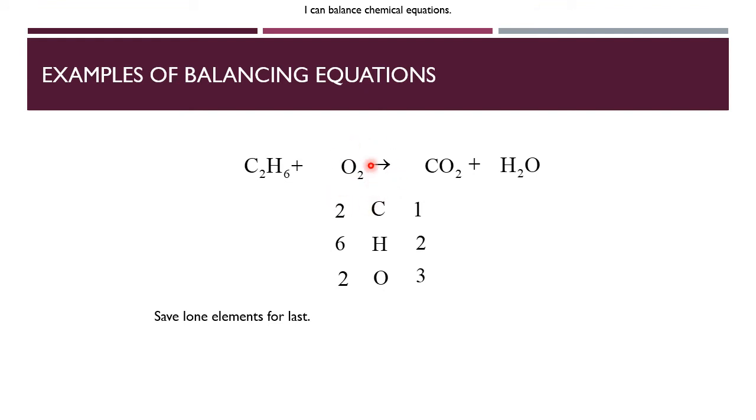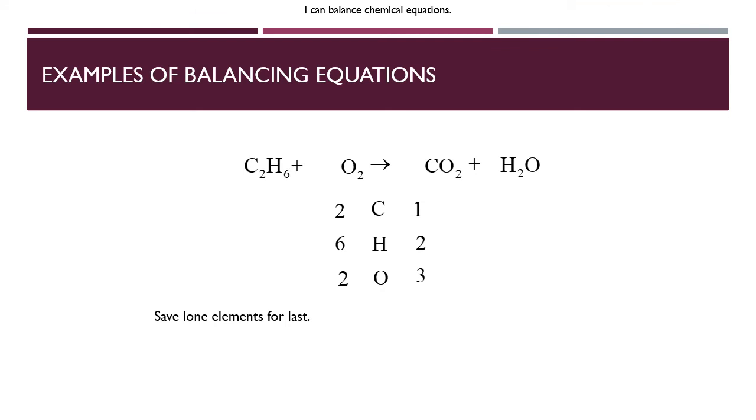The reason being, if I get the carbons and the hydrogens balanced first, I can then go in and put whatever coefficient I want right here, and all I'm changing is the oxygen. Whereas if I change any of the other coefficients, this one, or this one, I'm not just changing one element. I'm changing hydrogen and oxygen, or carbon and oxygen, or carbon and hydrogen. So I'm going to save the oxygens for last.